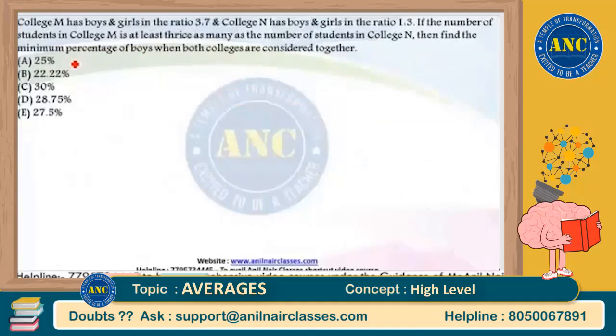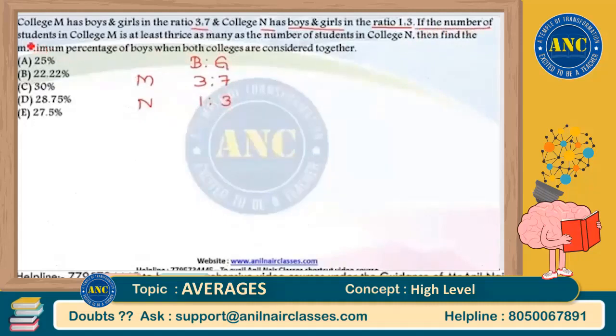Yes. College M has boys and girls in the ratio 3:7, and college N has boys and girls in the ratio 1:3. Let us write statement by statement for our better understanding. Boys and girls in college M are in the ratio 3:7. In college N, they are in the ratio 1:3. That is what is given in the first statement.